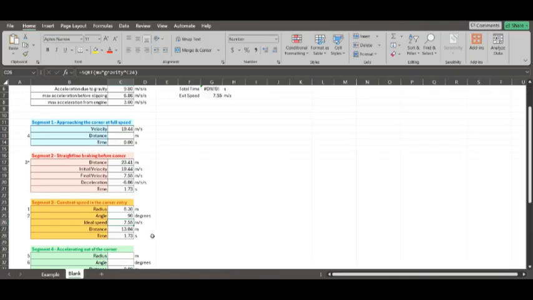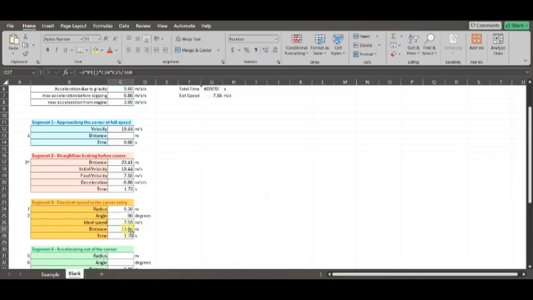Now our spreadsheet then automatically calculates the ideal speed. So the square root of mu, that's our friction coefficient, times gravity, times our radius, is going to give us the ideal speed for that corner. That's the fastest we can go around that corner without slipping. Now, we derived that in class. I'll derive it again on another video maybe. But that's the fastest we can go around that corner.